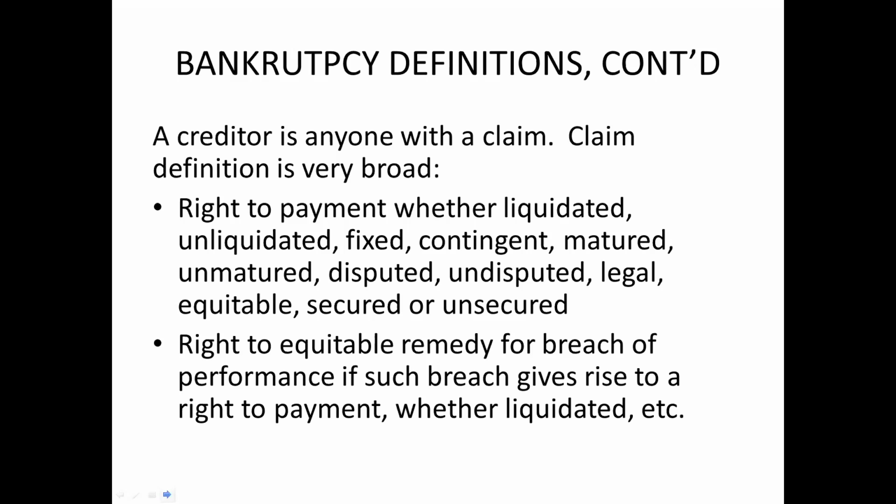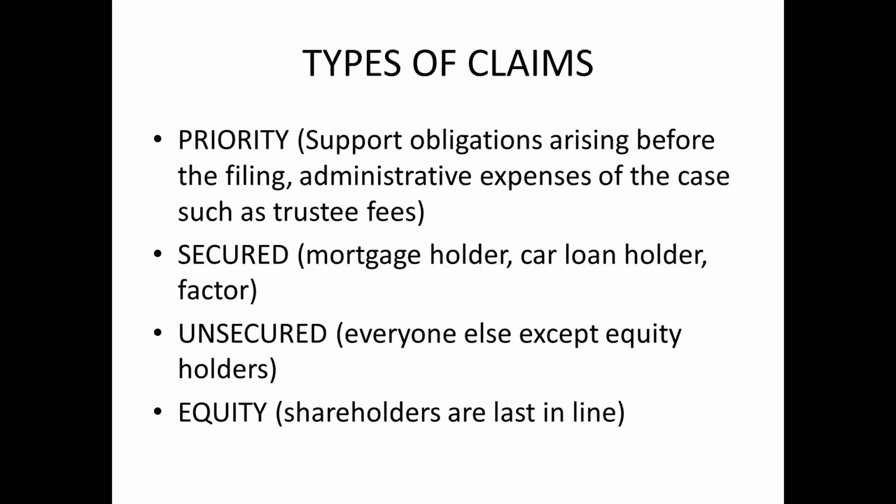They're all claims. Even a right to an equitable remedy for breach of performance, which basically means if you have a contract that says that money damages are not sufficient, and I get to go to court and compel you to, for example, turn over this piece of property if you don't do it, but it also says I get damages if you don't do it, then that's a claim too. So almost everything that you can think of that has an economic cost to a debtor is going to be a claim. So let's talk about types of claims, because that is really, really important.